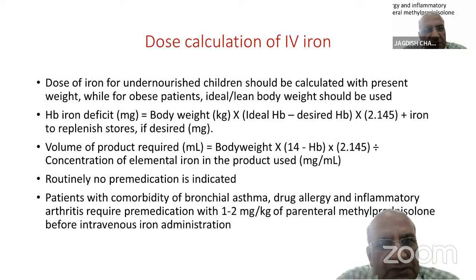So how do we calculate the dose? For IV iron, the dose of iron for undernourished children should be calculated with the present weight, while for obese patients, ideal or lean body weight should be used for calculating the total IV iron dose. And we use the formula of the Hb iron deficit, that is equal to body weight in kgs into ideal hemoglobin minus desired hemoglobin into 2.145 plus iron to replenish the stores if you desire that. So this is how you calculate, and this is an example. One can see how it is.